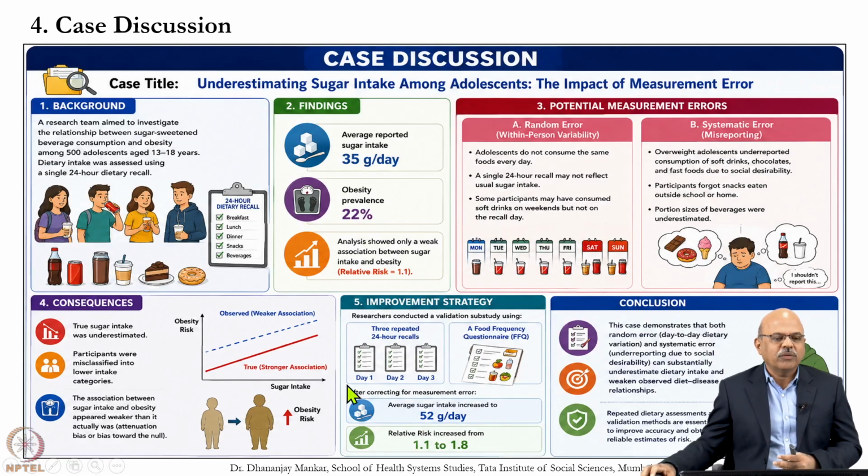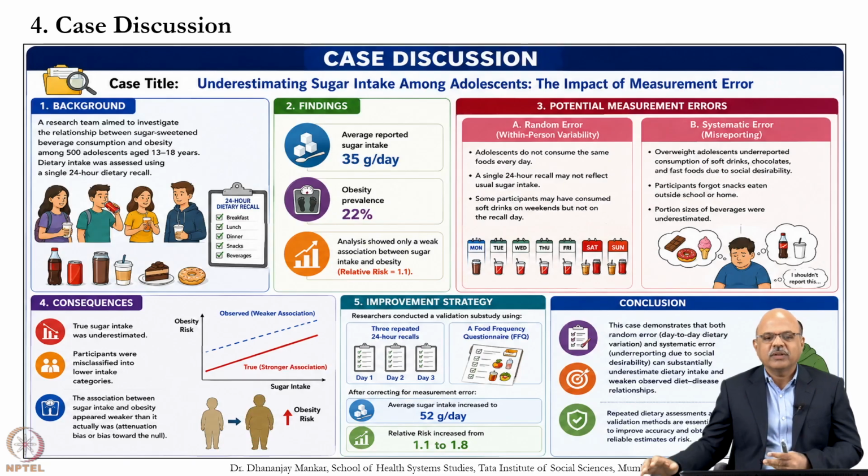So what were the consequences? The true sugar intake was underestimated. Participants were misclassified into lower intake categories, and the association between sugar intake and obesity appeared weaker than the actual, because the actual was something different. The sugar intake was very high, but the report was not showing that. So obesity risk was a consequence.